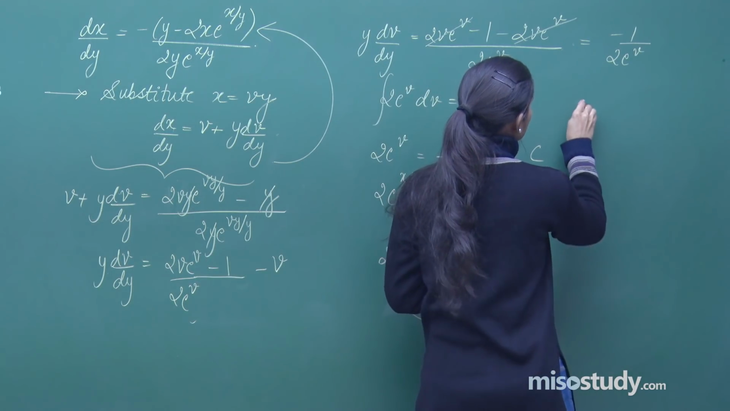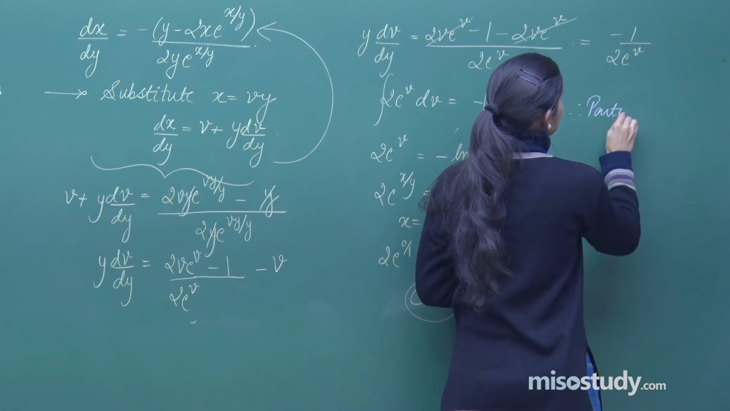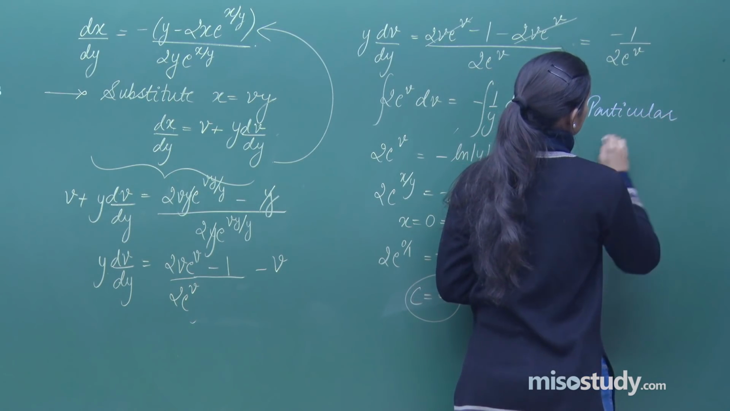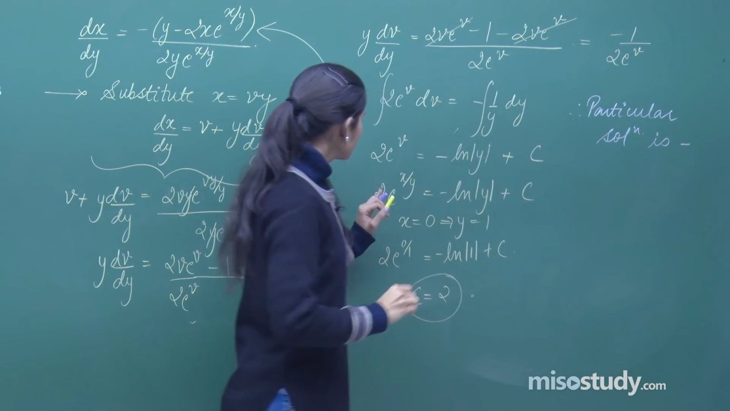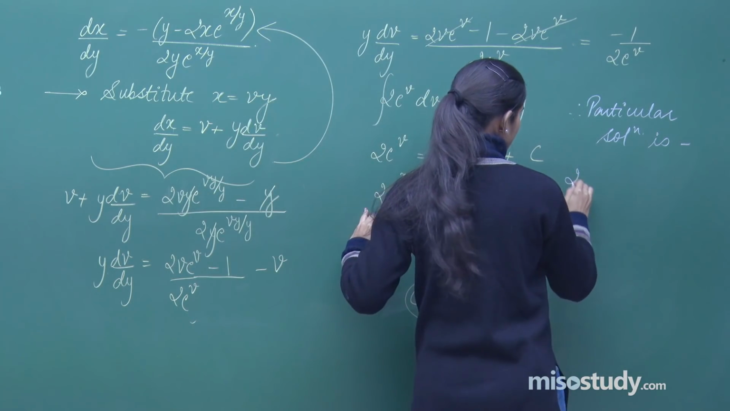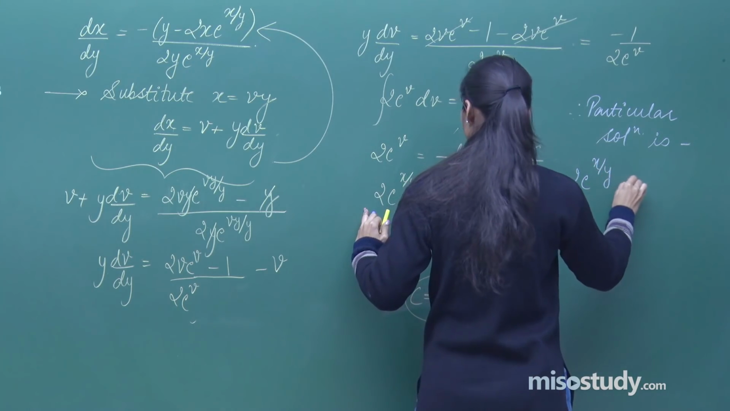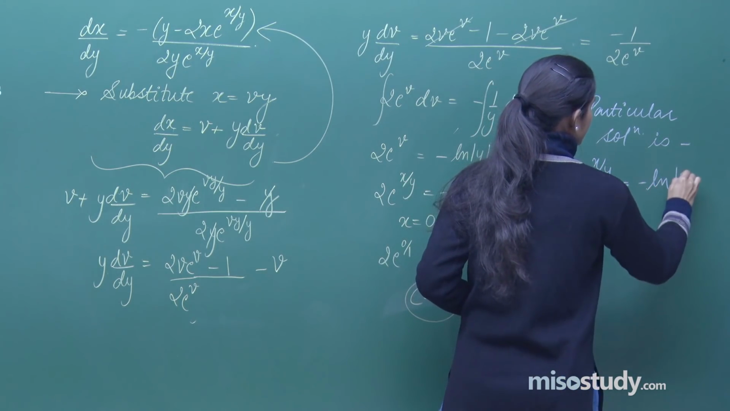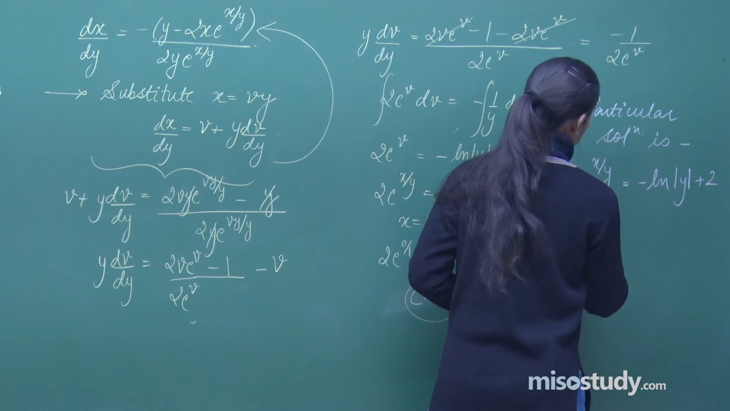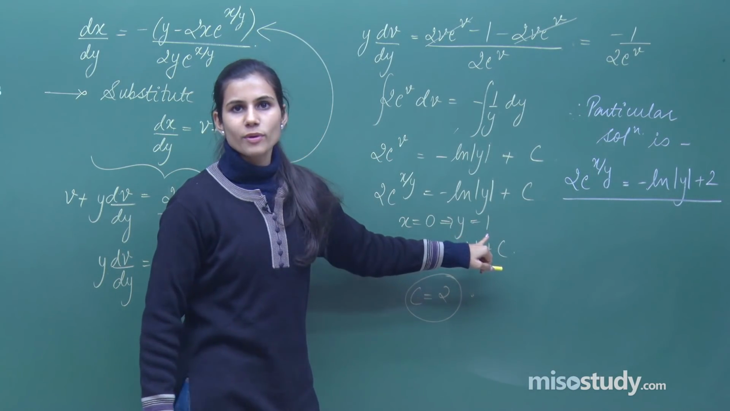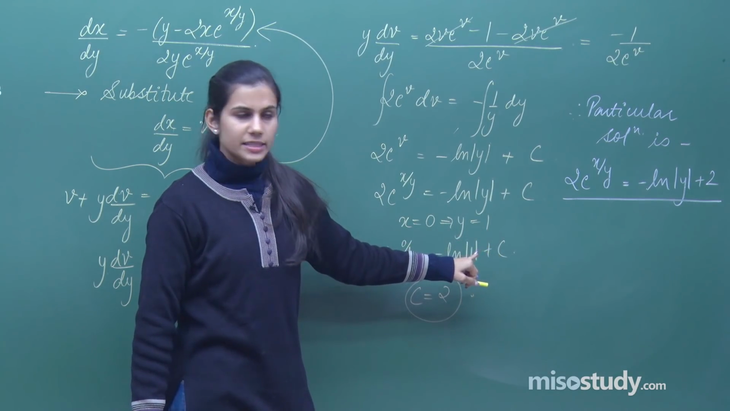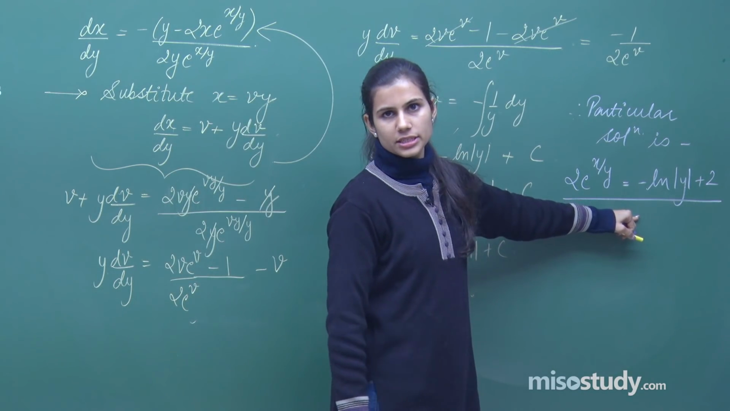Therefore, the particular solution turns out to be what? 2e to the power x upon y is equal to minus ln mod y plus 2, because c's value is 2 when x is 0 and y is 1. Is it understood? This happens to be your particular solution.